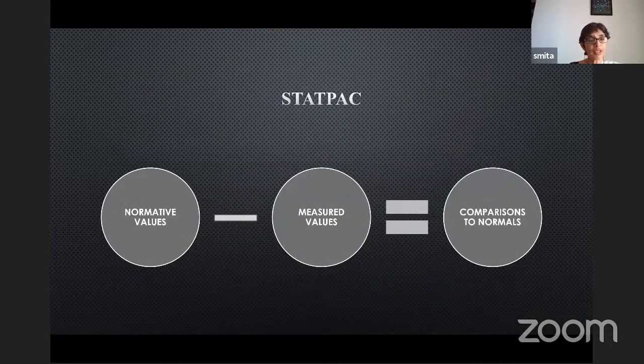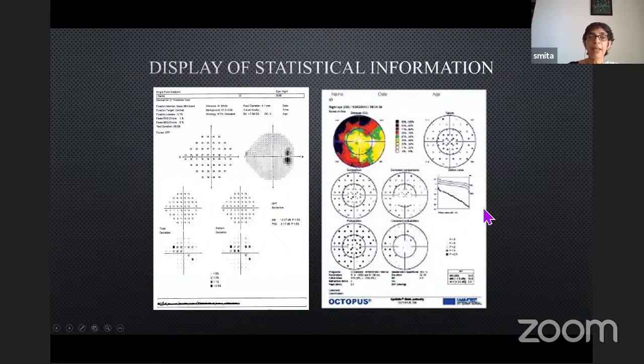So once you have measured the threshold at all the designated retinal points, then the software package in the machine takes over. That software package is StatPac, which compares these measured values with the normative values with respect to age that are stored in the computer to produce what is known as the comparisons to normal. These comparisons to normal are then displayed in the Humphrey printout as numerical values like this or as grayscale plots like this. These are the grayscale plots, and these grayscale plots also give the statistical significance.